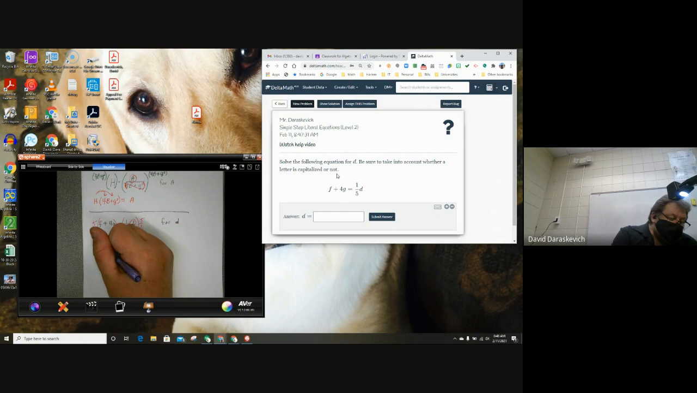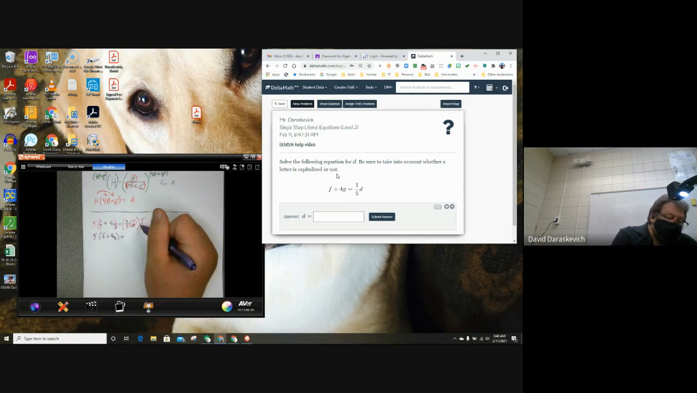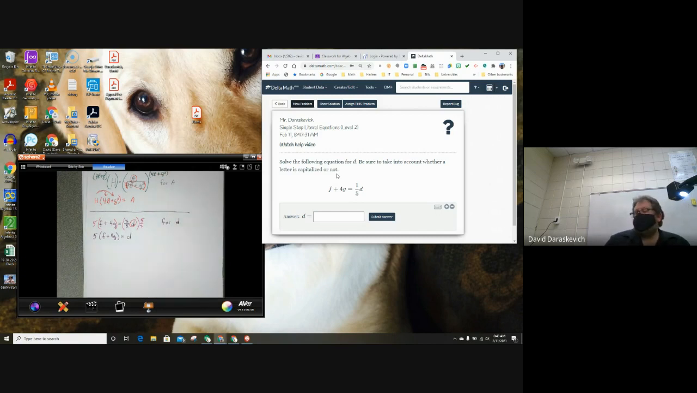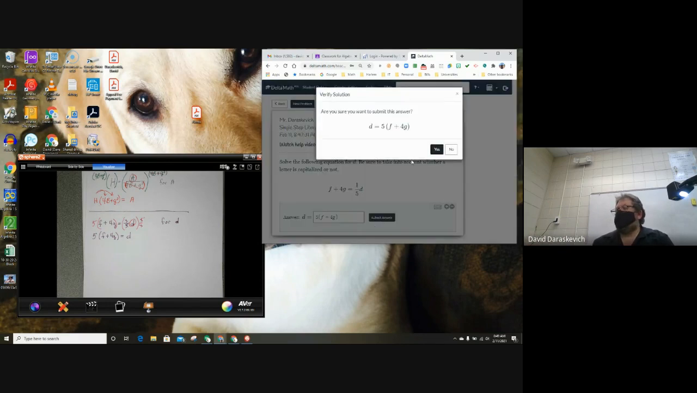So here on the left-hand side, I have my 5 times F plus 4G equals, these cancel out, and I'm left with D. Now, from the previous problem, I know I can put this in there like that and it should accept it. 5, parenthesis, lowercase f plus 4g, parenthesis, submit my answer, and there it is.